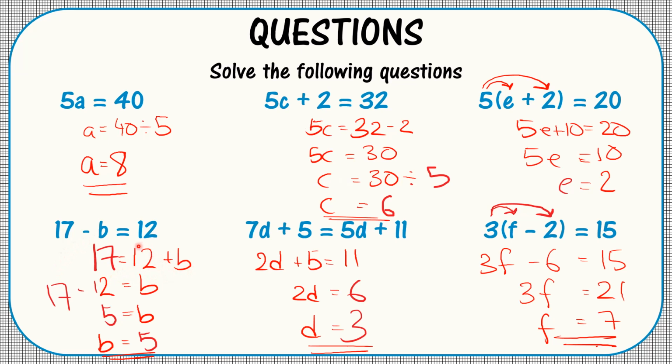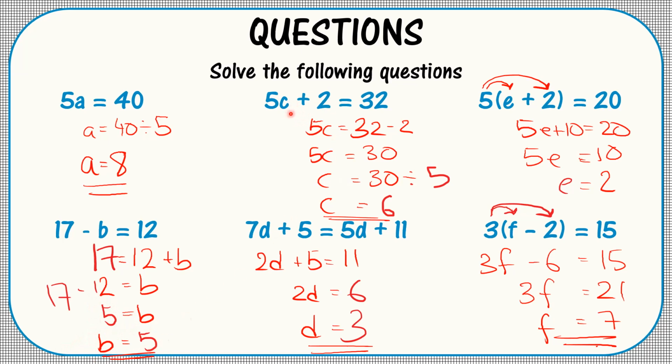Now we want to get rid of this 12. This is positive, so the opposite of positive is minus. So 17 minus 12 is equal to b. Once you do 17 minus 12, it gives you an answer of 5. So 5 equals b, and so our work looks much neater. We'll just say b is equal to 5.